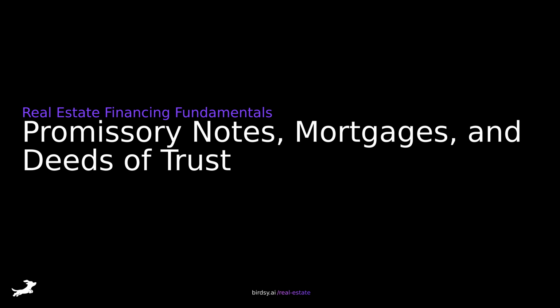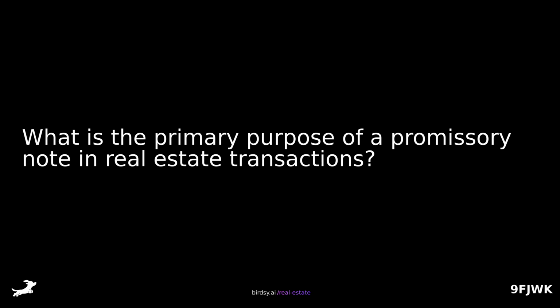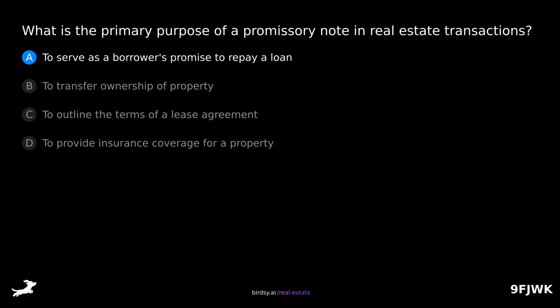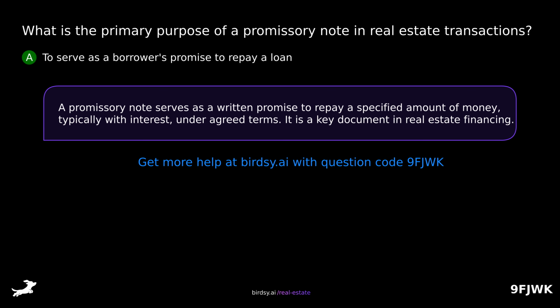Promissory notes, mortgages, and deeds of trust. What is the primary purpose of a promissory note in real estate transactions? Is it A, to serve as a borrower's promise to repay a loan, B, to transfer ownership of property, C, to outline the terms of a lease agreement, or D, to provide insurance coverage for a property? The answer is A, to serve as a borrower's promise to repay a loan. A promissory note serves as a written promise to repay a specified amount of money, typically with interest, under agreed terms. It is a key document in real estate financing.